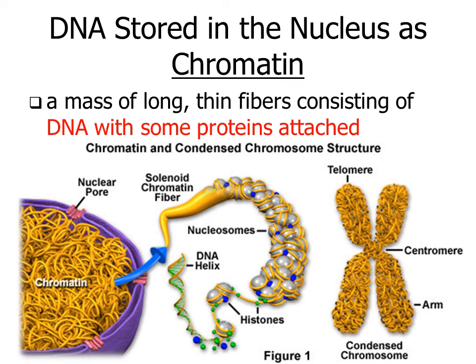On the right is a condensed chromosome. So your cells usually don't have the DNA condensed like that unless they're about to divide. Usually the chromatin looks like on the left, like all jumbled up. But we'll talk more about that in subsequent chapters.